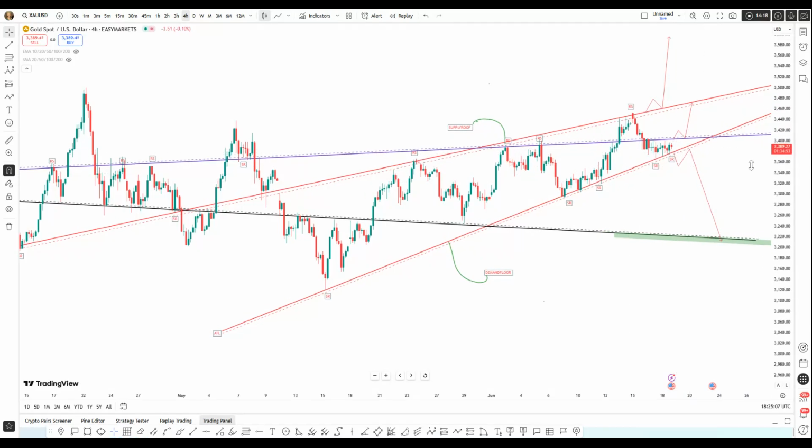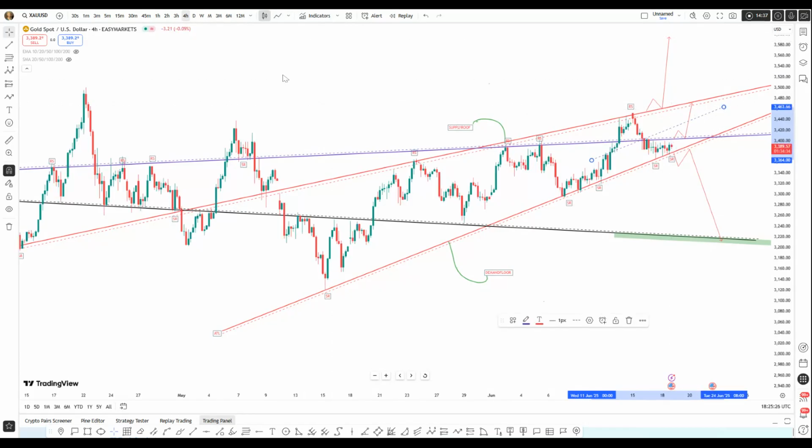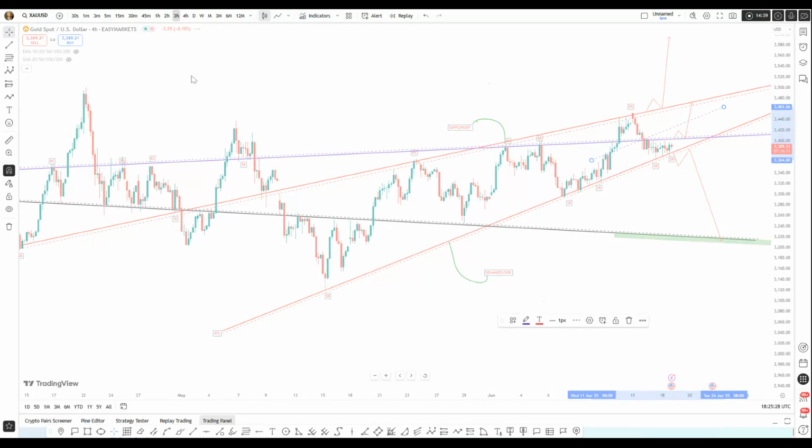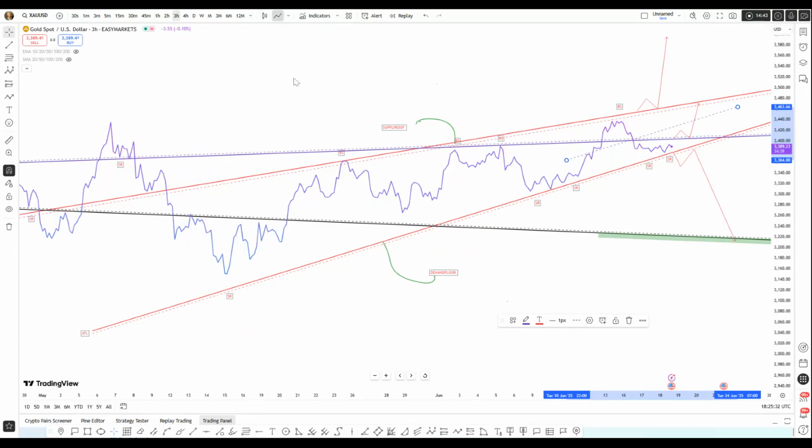And one more thing, if you turn on your line chart, you will see that you've got a breakout structure here, at this level. Look at that structure over there. That's a supply roof and another supply roof. So let's look at it on 3 hours and see if it makes sense. If it doesn't, we'll leave it.